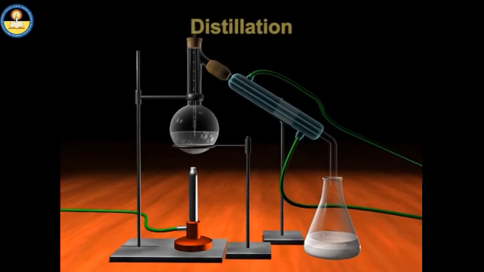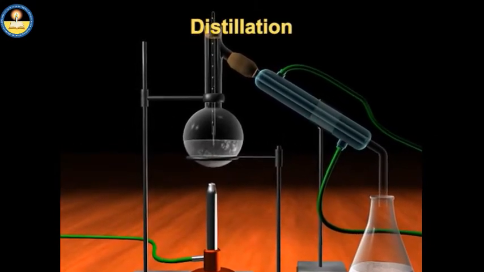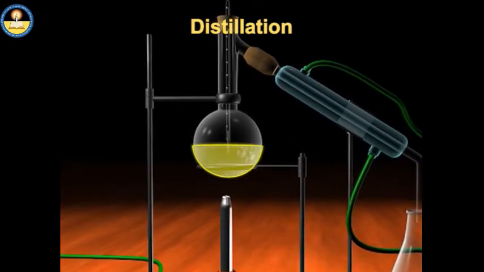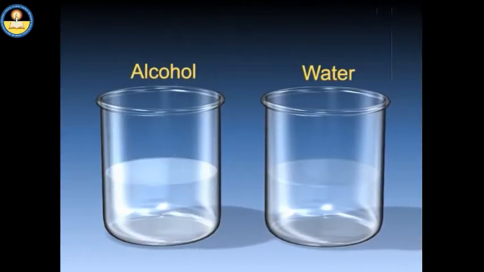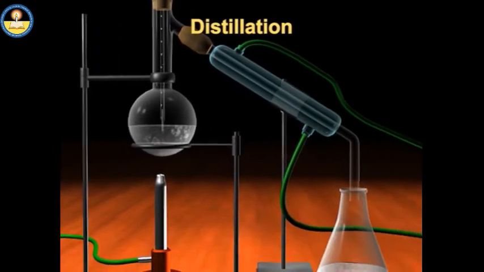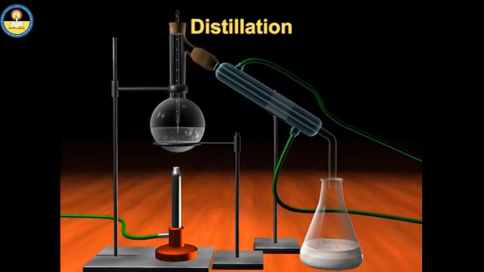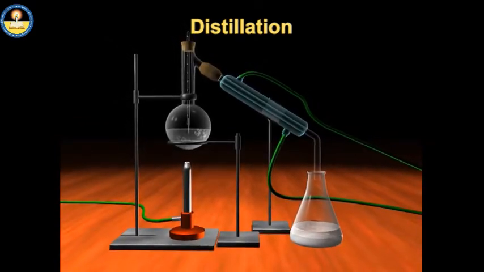Let us now learn about separation of two miscible liquids by distillation. Sometimes we need to separate a mixture of two miscible liquids such as alcohol and water. The technique used for this process is called distillation. The process is used to separate the mixture of two miscible liquids.